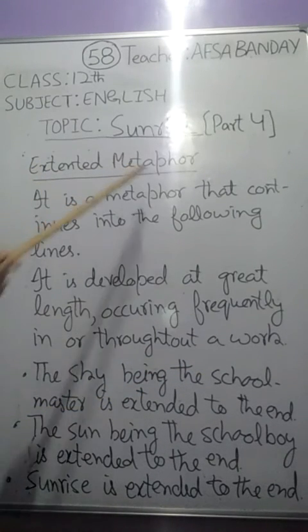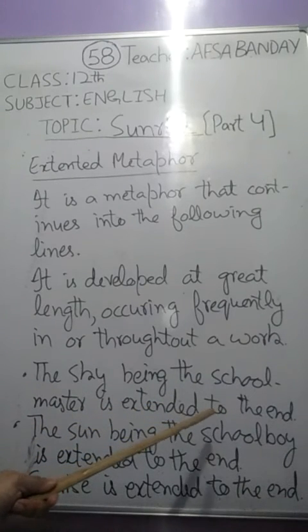That's called an extended metaphor, when a comparison has been made in the poem frequently, or we can say it's present in a work from the start up to the end. That is called an extended metaphor when an indirect comparison has been made. For example, when we look at this poem, here we see that the sky, being the schoolmaster, is extended from the beginning to the end.